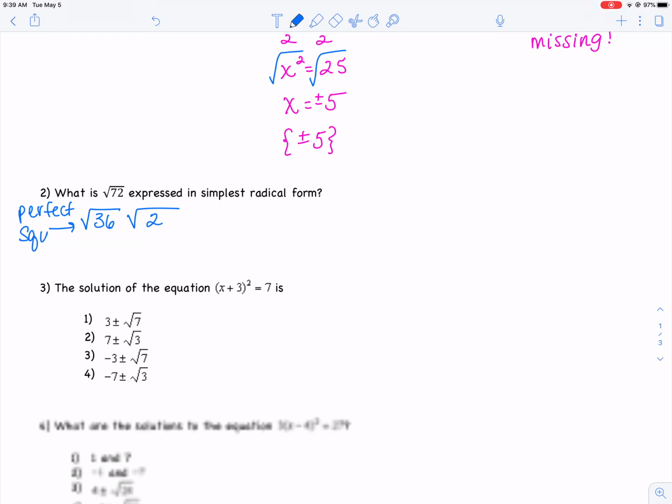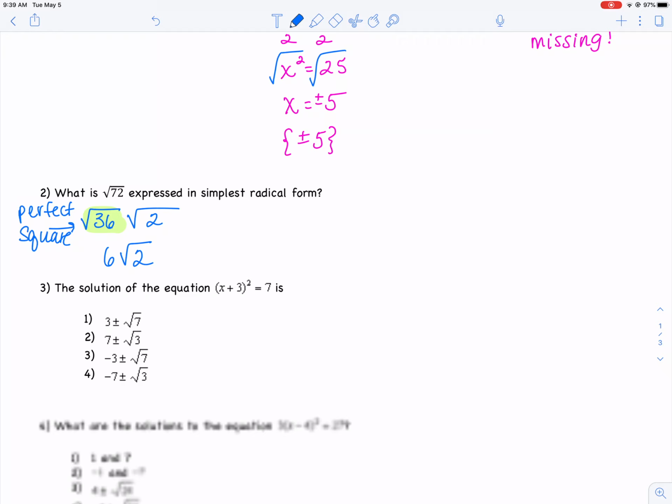A lot of you were breaking things down and you weren't even using perfect squares. One of them must be a perfect square, and it should be first, because the square root of 36 is 6. Bring down your radical 2 and you're done. Remember, I hate radical 8.